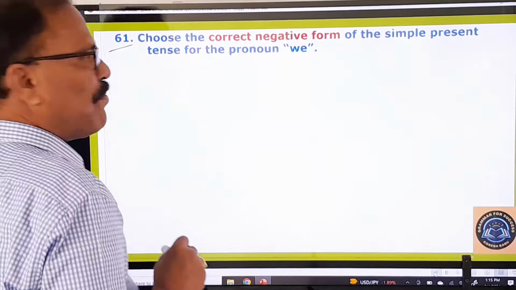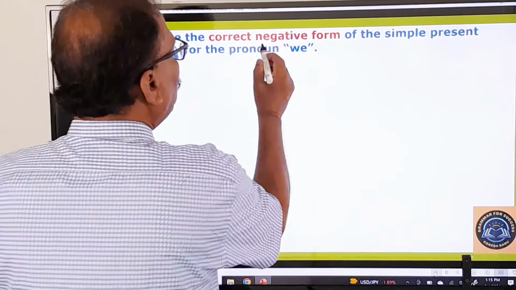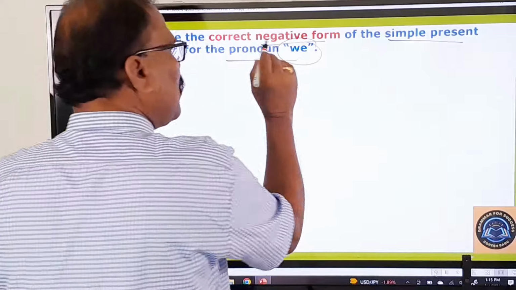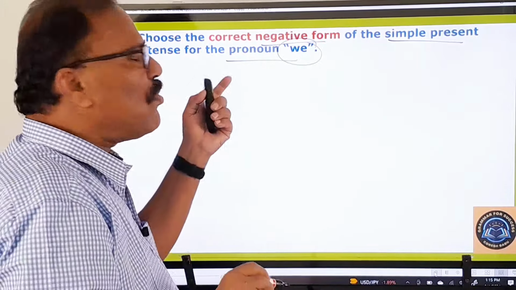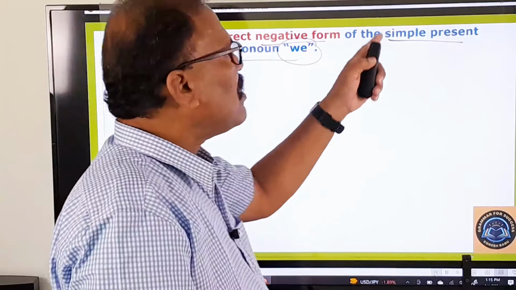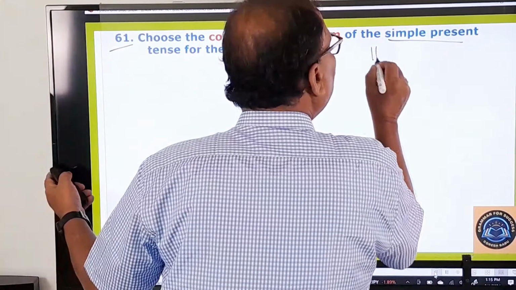61st question. Choose the correct negative form of the simple present tense for the pronoun we. So this is the question. Before we answer this question, let us first of all know about the simple present tense. What are its main features?